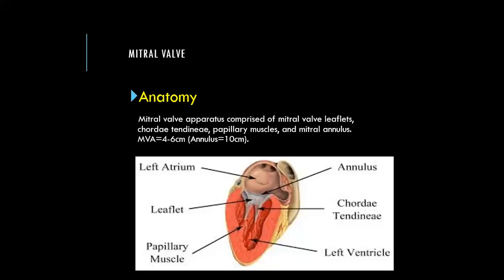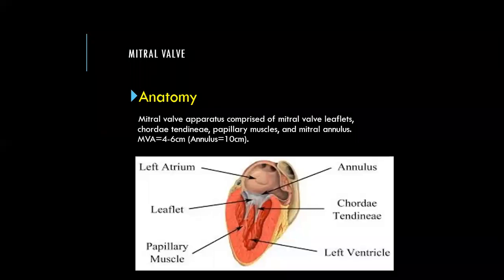mitral stenosis. Before learning the pathophysiology of mitral stenosis, you must learn the normal anatomy of the mitral valve. The mitral valve is situated between the left atrium and left ventricle. The mitral valve apparatus consists of the mitral valve leaflets, chordae tendineae, papillary muscles, and the mitral annulus. The normal valvular area for the mitral valve is 4 to 6 centimeters, and the annular size for the normal mitral valve is 10 centimeters.